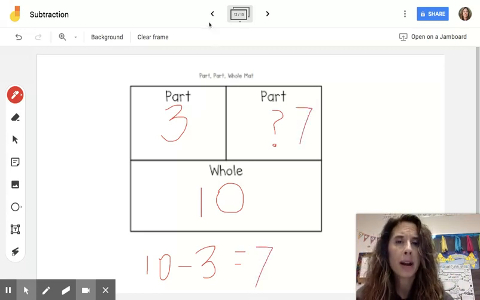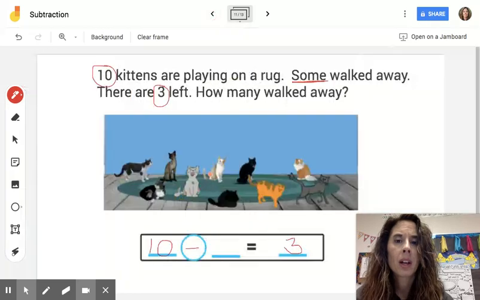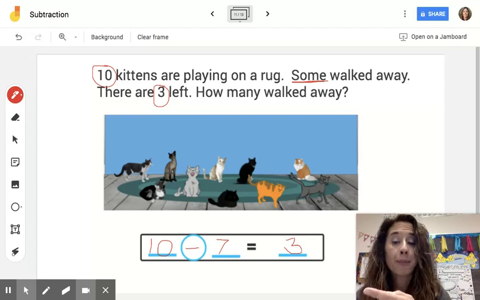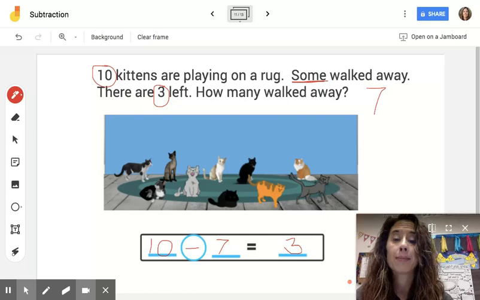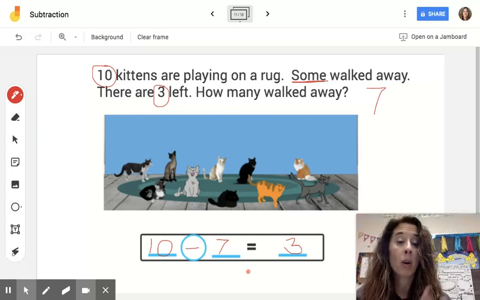So let's go back. And here it is. 10 minus 7, because that was the other part. 7 is the amount of cats that walked away. And 3 is the number that was left. So in this case, our answer is how many cats walked away? It's 7 cats, right? And you see how we use part, whole to do that. We took the part we know and we subtracted it from the whole, and it gave us the part we didn't know.